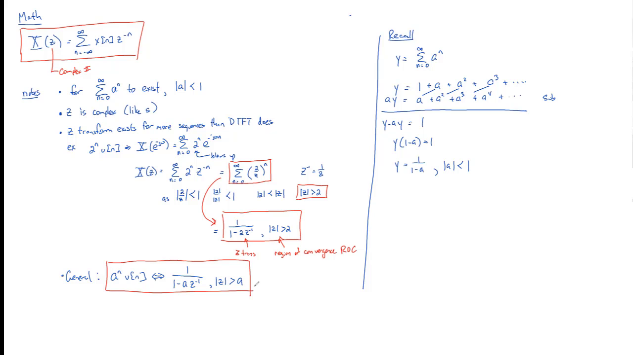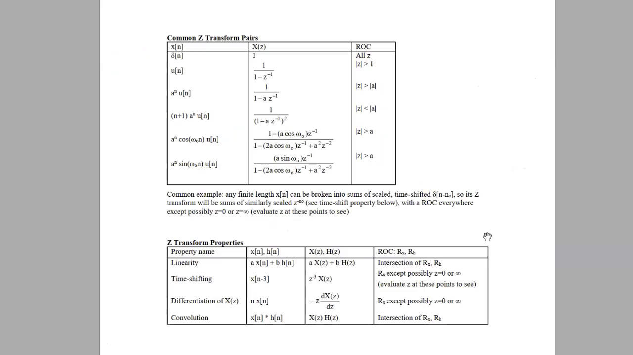This suggests that now some poor schmuck could have created an entire table of these things. And here's our table. So these are the ones we'll use a lot. The transform of an impulse is 1. The transform of a step is this thing.